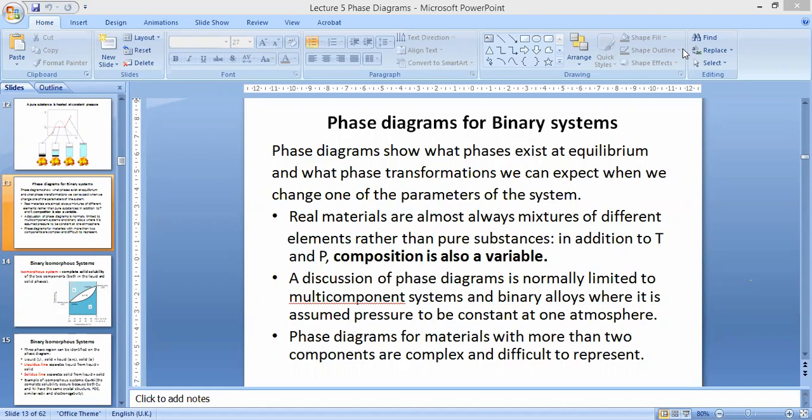Real materials are almost always mixtures of different elements rather than pure substances. In addition to temperature and pressure, composition is also a variable. Like I said earlier on, what we call pure substances are not really pure. Even with copper, when we try to achieve pure copper, we usually just achieve it at 99.99% purity. There's no such thing as a 100% pure substance.